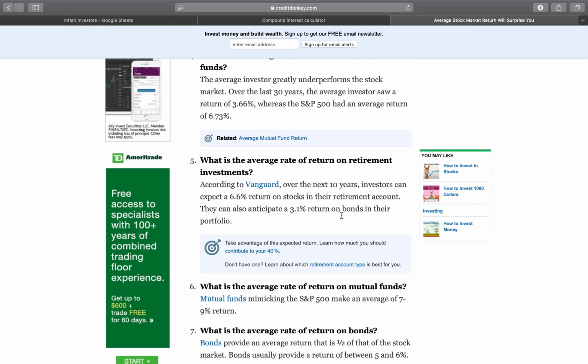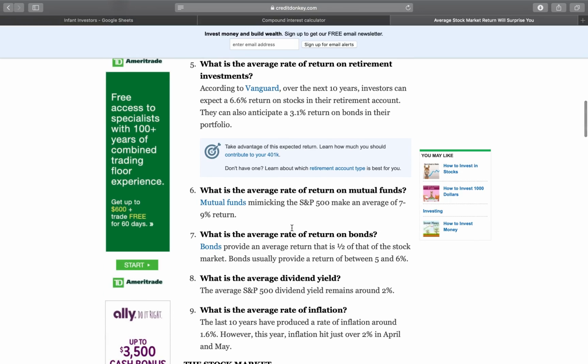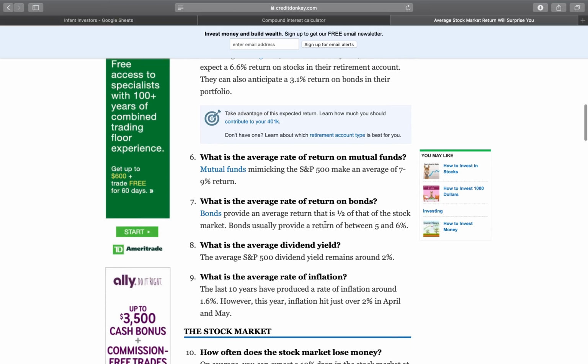They forecast that the average return over the next 10 years will be 6.6%. So again, 6.5%, just shy of 7%, and about 3.1% on bonds. The average return on the S&P 500, or mutual funds tracking the S&P 500, so the type of thing you would expect in an ETF or another fund, was 7 to 9%. So again, around the 7% mark, but potentially around 8% if you're tracking the S&P 500 as opposed to tracking the market in general.